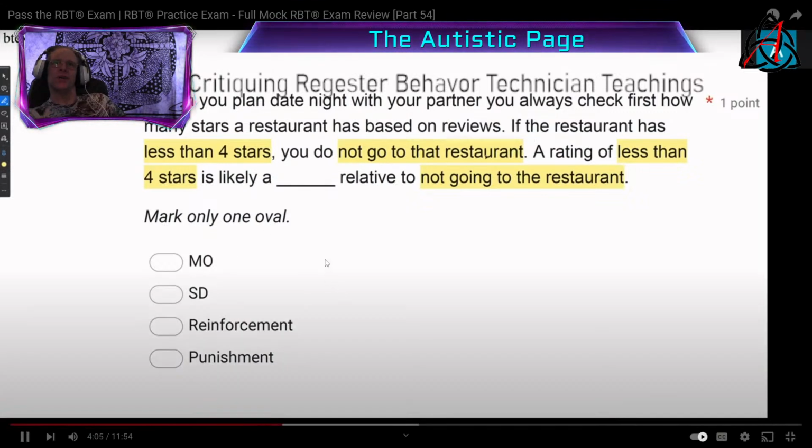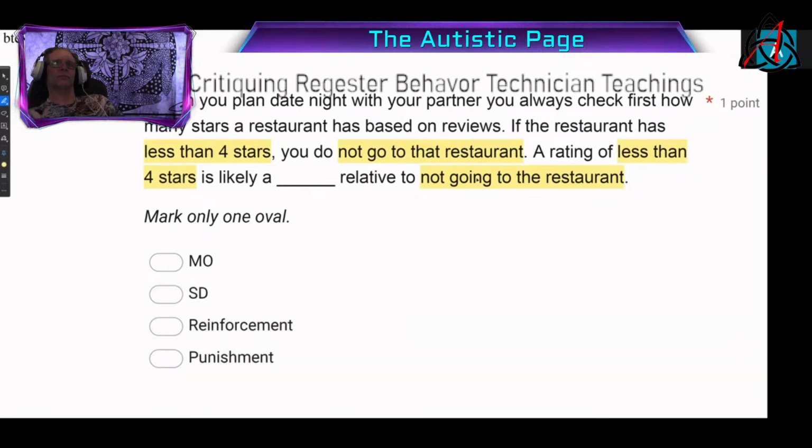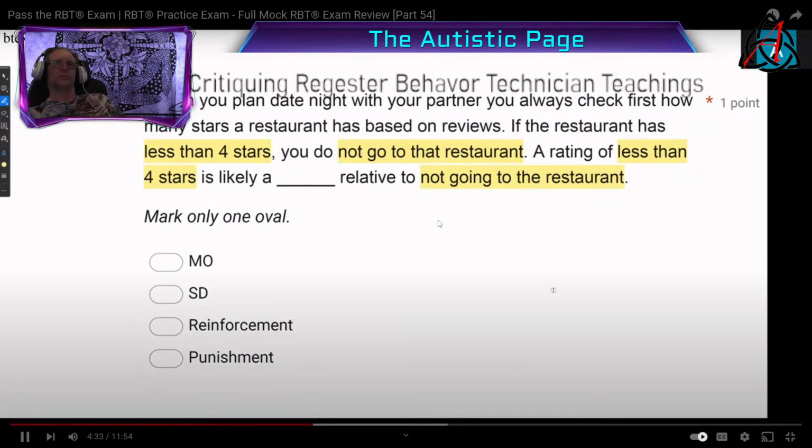Well, it's going to act as an SD in this case because it's signaling to you. It's definitely a motivating operation, but it might fall under reinforcement. That if you avoid the restaurant with less than 4 stars, it could be considered reinforcement if it consistently happens. And you're going to get a consequence of avoiding the bad restaurant. So you're avoiding or escaping the bad restaurant. You're probably going to be negatively reinforced because you've avoided going to a bad restaurant by not going to a restaurant of less than 4 stars.